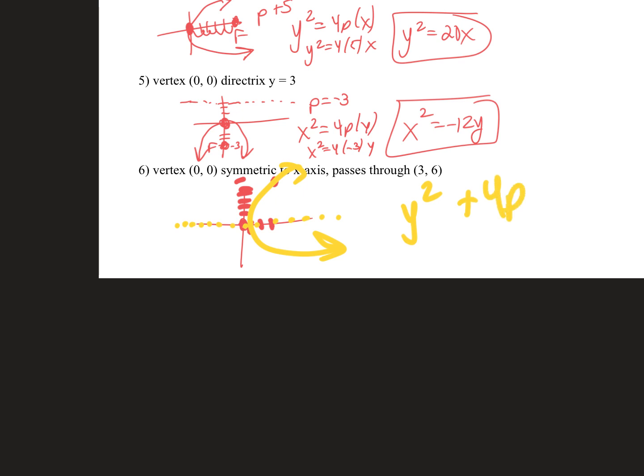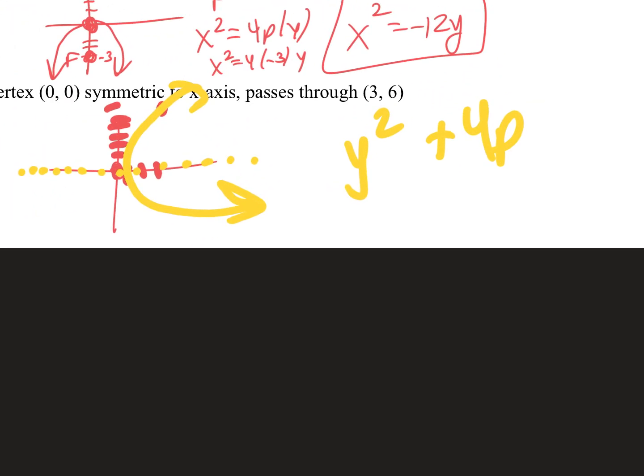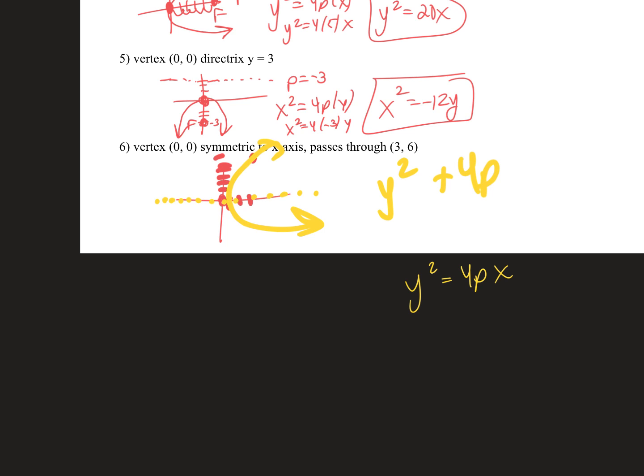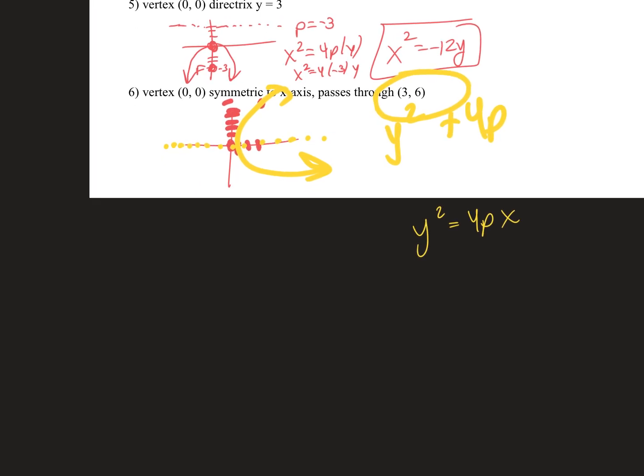So you have a 4p value. So I'm going to go ahead and write, I have y squared equals 4p times x. Now, what do I do with the information they give me? I know the origin is my center or my vertex at (0, 0), but they gave me this point, (3, 6). Let's go ahead and plug it in.